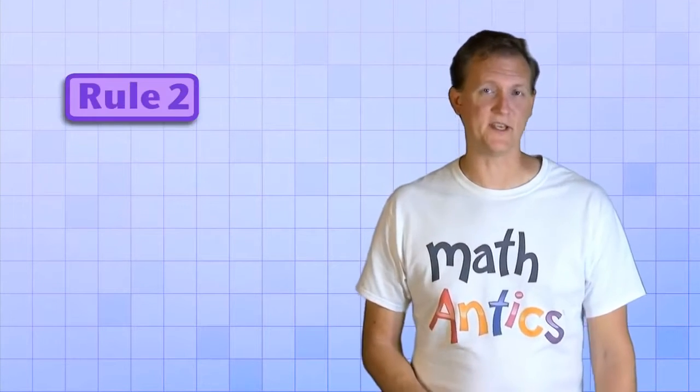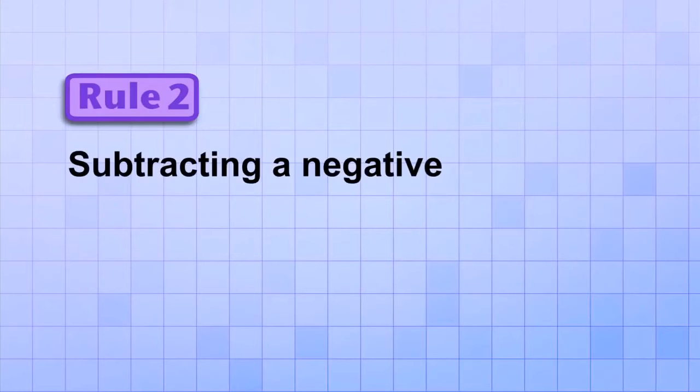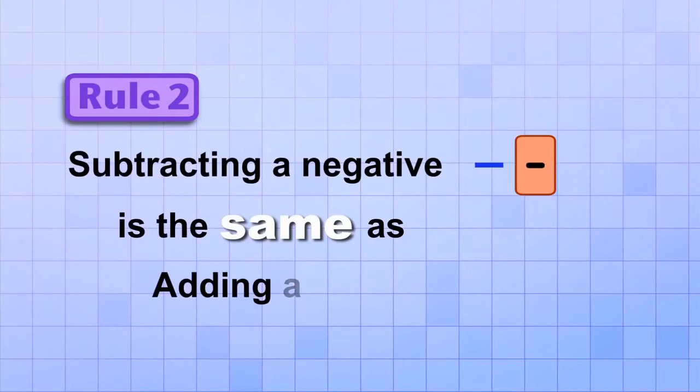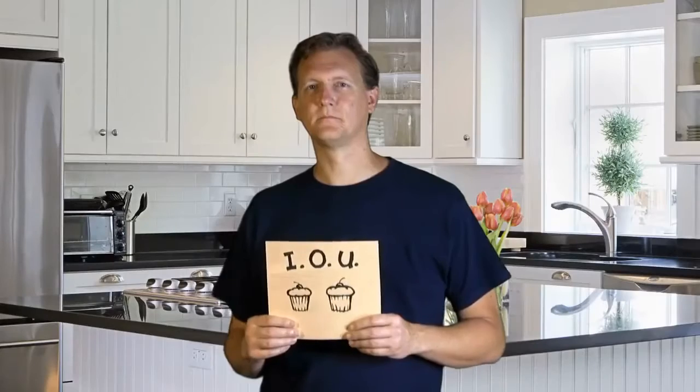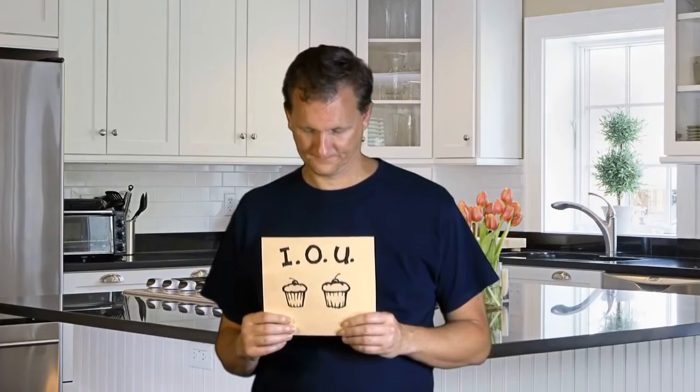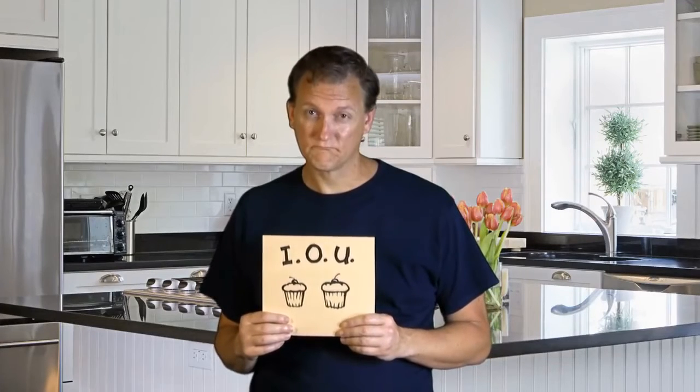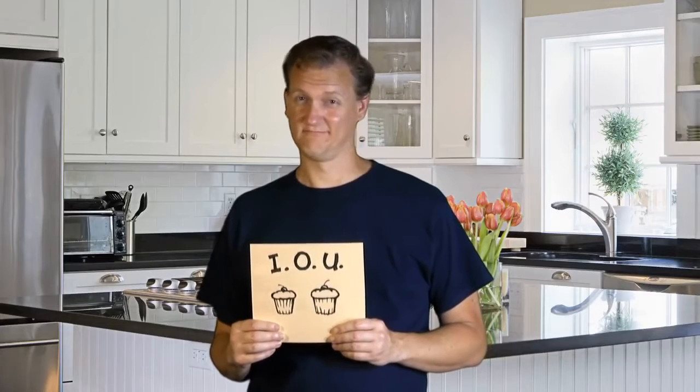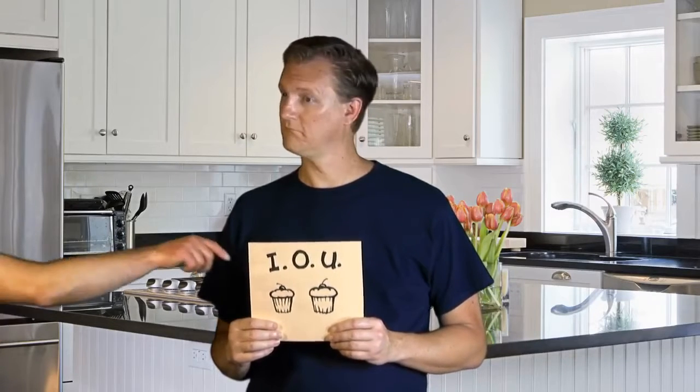Well, the second rule is this: subtracting a negative is the same as adding a positive. Let's say you have negative 2 cupcakes, like if you have a debt. You owe me 2 cupcakes. You wouldn't be too happy having that negative, would you? But what if I subtract that negative from you? Taking away the negative 2 made you more positive, right? Subtracting the negative gives you less debt.